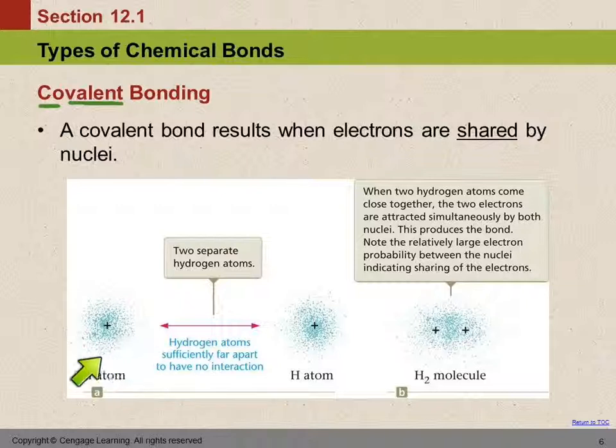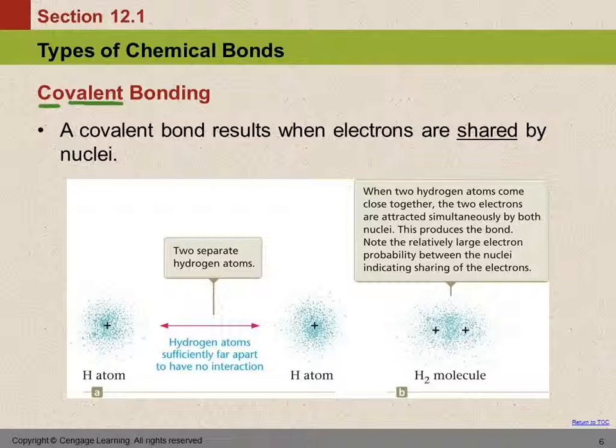So here's an illustration. Here we have a hydrogen atom and another hydrogen atom. And they each have one proton in their nucleus and one electron out here. And they're separate from each other. There's no interaction or attraction between them. When we bring them close enough together, there will be a simultaneous attraction between the electron on this atom and the nucleus on the other atom. And what they'll end up doing is sharing their electrons in between. And that causes an attraction between those two nuclei to that shared pair of electrons and causes the covalent bond.